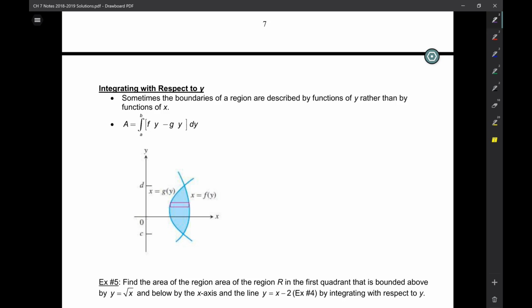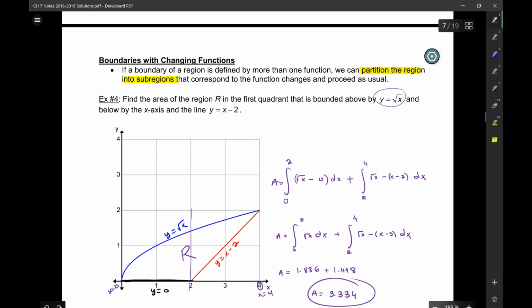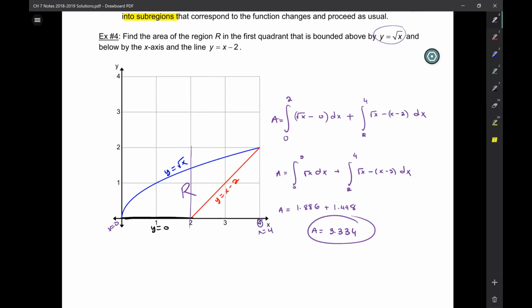Now, we're going to change things up a bit. Well, not a bit, a lot. Okay? Not everything is going to be oriented this way, where it's upper minus lower. Sometimes we can integrate with respect to y. So let's think about this for a minute. What is our variable of integration here? X. And with the older versions of the calculator, when you put in that x, you're telling it that's the variable of integration. What does that mean?